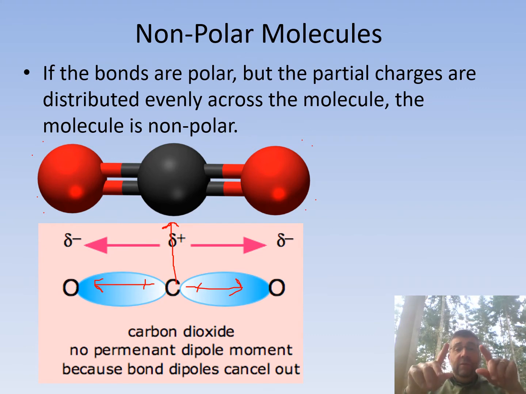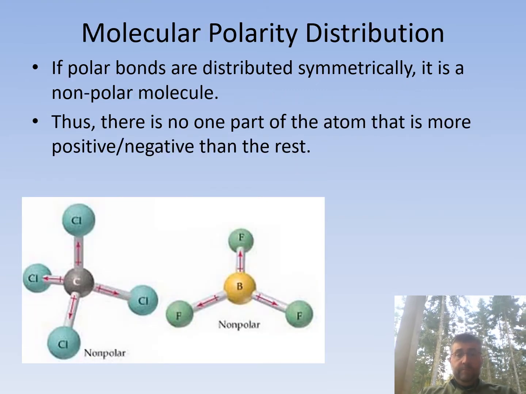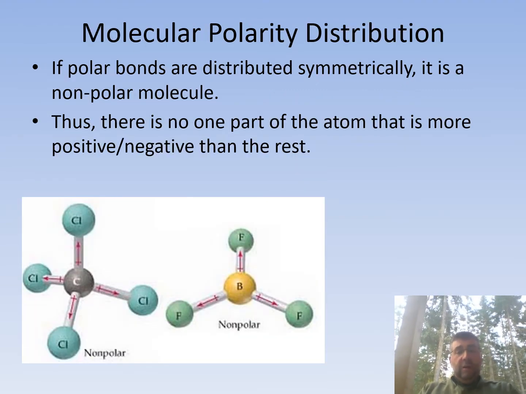So if the bonds are polar, but they are evenly distributed across, and there's no distinct positive and negative end, then we say the molecule is nonpolar. So you're looking for symmetry. Is the molecule symmetrical? And in this case of carbon dioxide, it is. Let's take a look at a couple of others here.